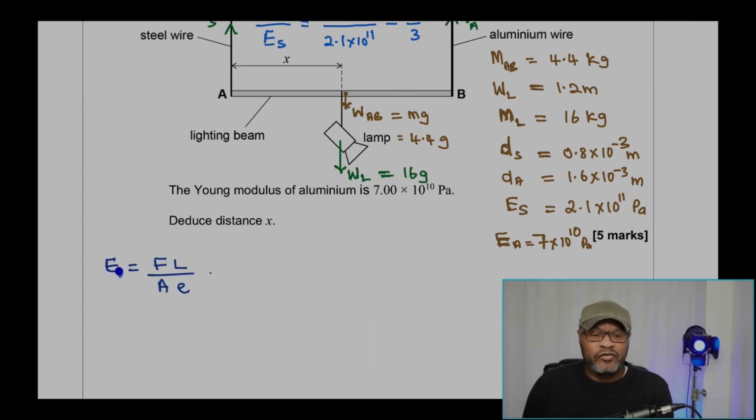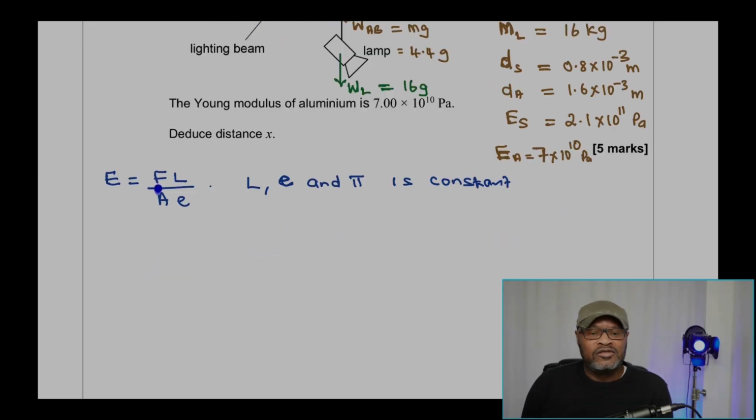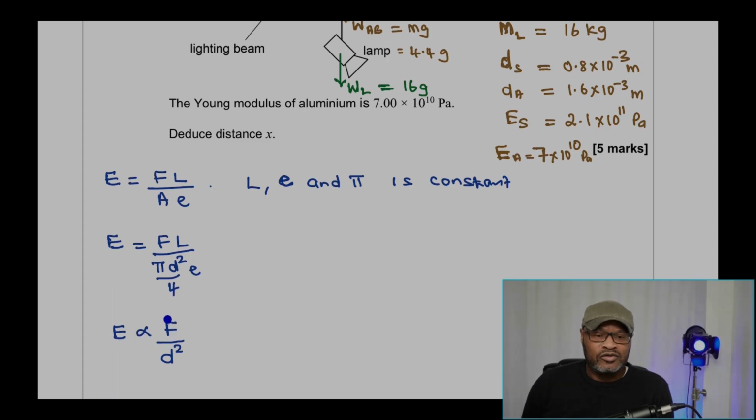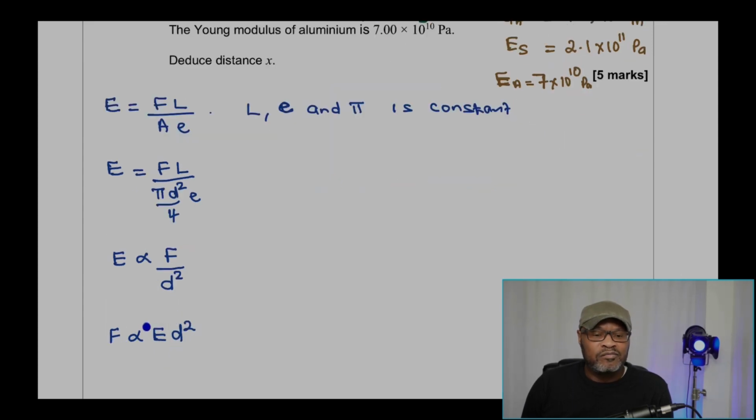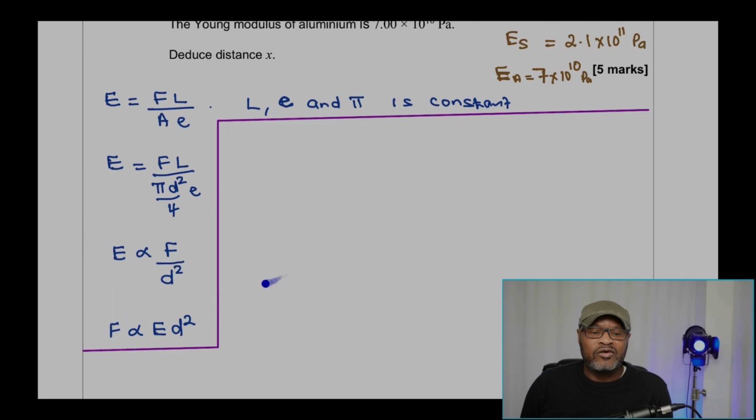Write down the equation for Young's modulus, and we note from this equation that the length is the same for both the steel and aluminium. Extension is constant, and pi is also constant. Why pi? Because pi is in the area here. So if I write the area, pi d squared over 4. Now I can see, because E, pi and L are constant, we can ignore those, and 4 is constant, so we can ignore 4. So we can say E is directly proportional to F over d squared, because F and d will be changing. So we can then say F is proportional to E d squared. We've got a relationship there now.